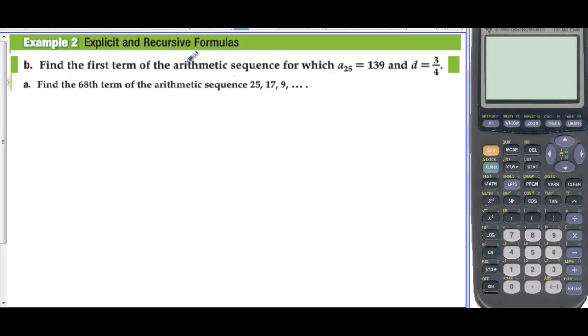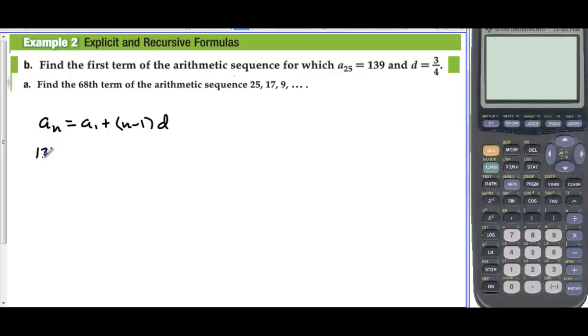Example 2, explicit and recursive formulas. Find the first term of the arithmetic sequence for which a sub 25 equals 139, and the common difference is 3 fours. Let's start with the explicit formula. a sub n equals a sub 1 plus n minus 1 times the common difference. Well, a sub n in this case is a sub 25. It's the last term, and we're told that it's 139.